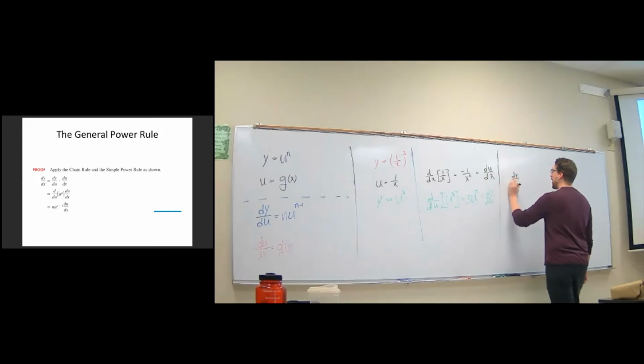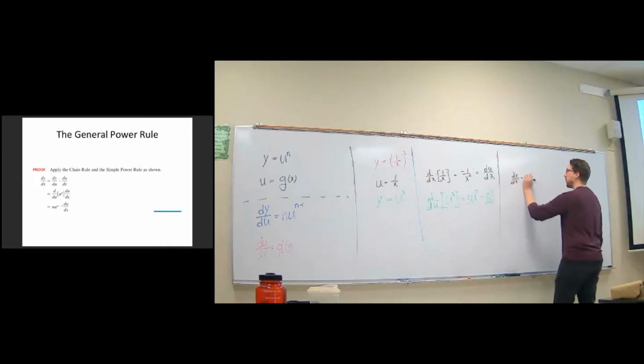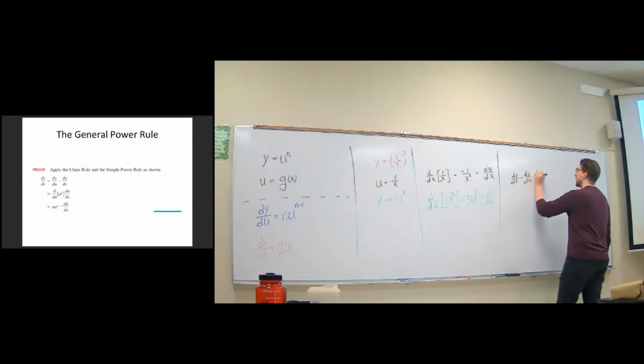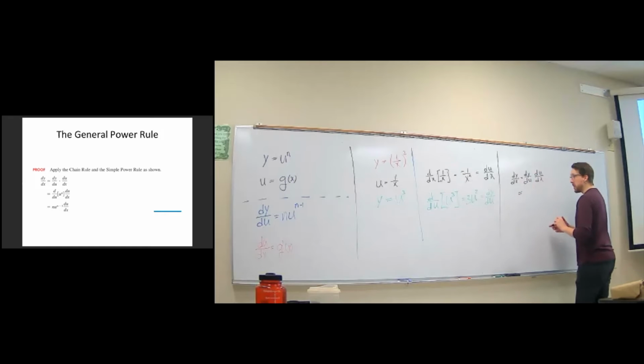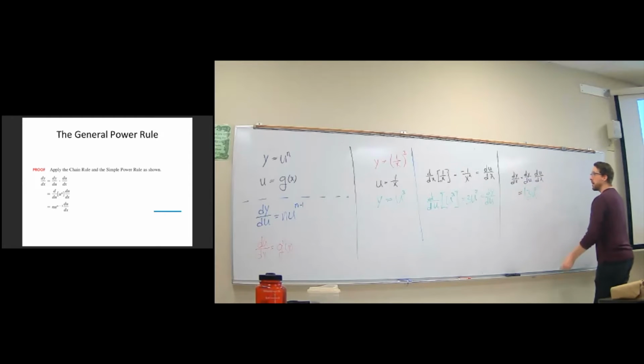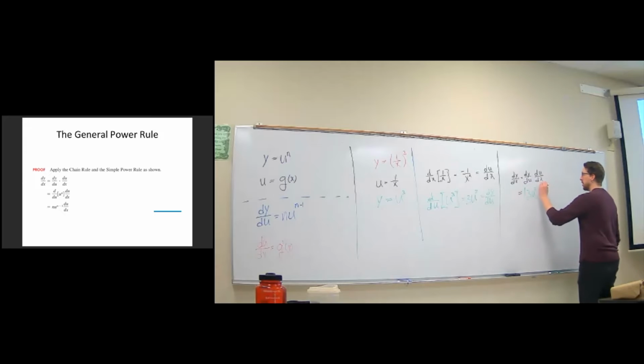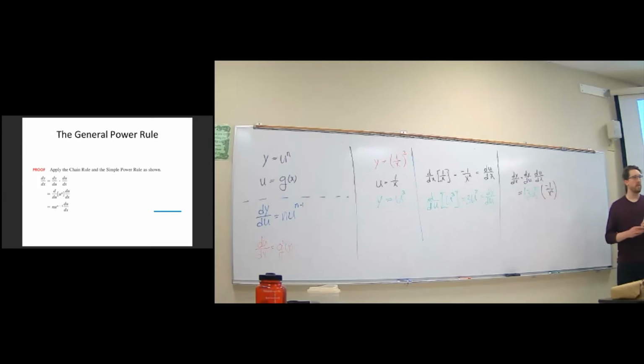So dy/dx is going to be dy/du times du/dx. But we just found that dy/du is equal to 3u squared, and du/dx is equal to negative 1 over x squared. Everybody agree?